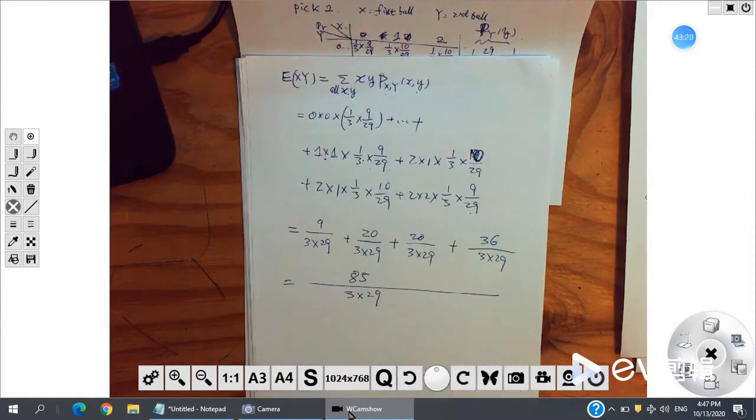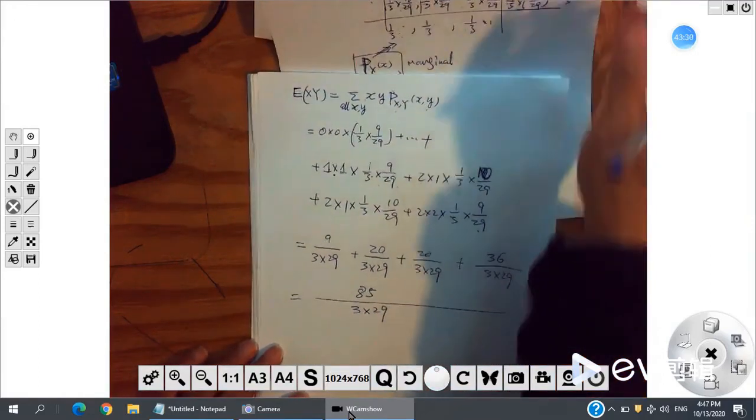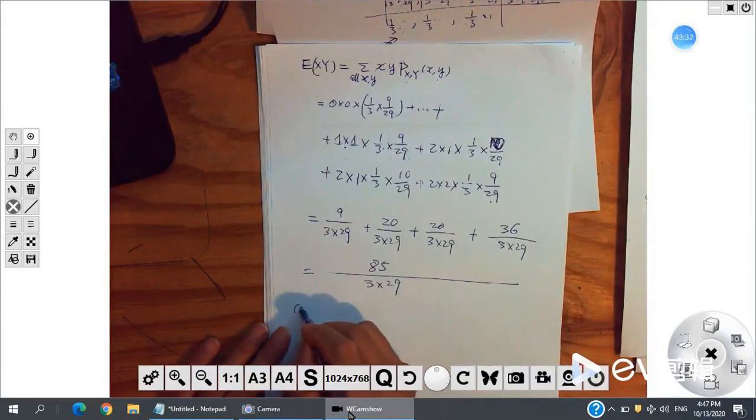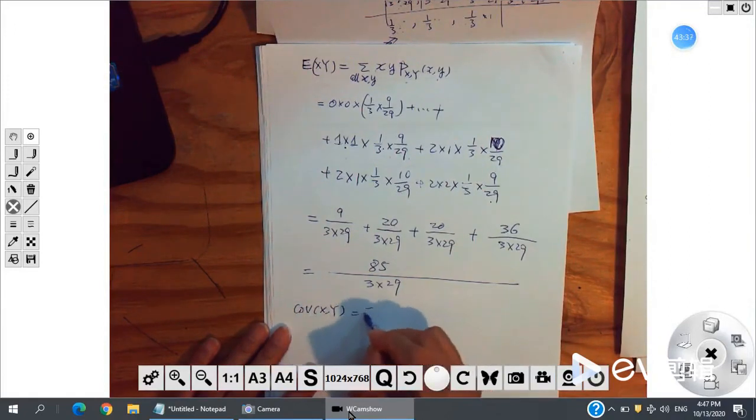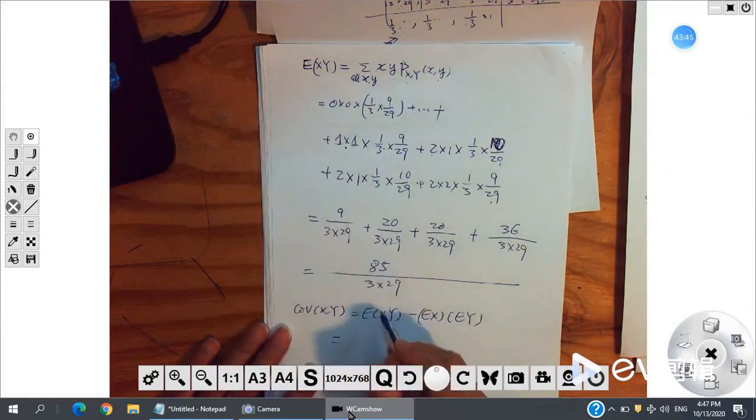Can we do something to simplify it? Okay, it's not so easy. I just leave it here. All right. And then we want the covariance of x and y. This will be E of XY minus EX times EY. Okay, E[XY] we just found. This is 85 over 3 times 29.